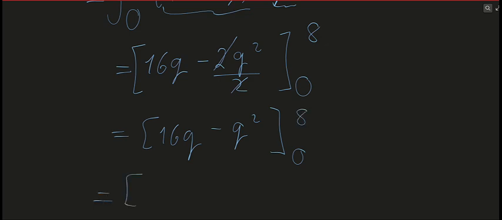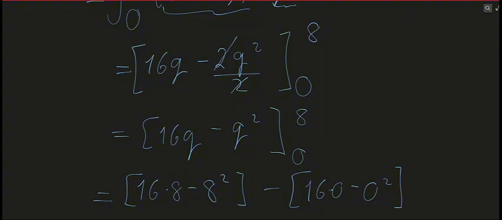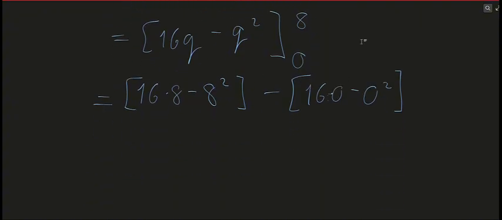So let's plug in the top limit: 16 times 8 minus 8 squared. And that's going to be minus 16 times 0 minus 0 squared. Well, logically, anything to do with 0 multiplied by 0 or 0 squared is just a 0. So it doesn't add or contribute anything. So this thing is just a 0.